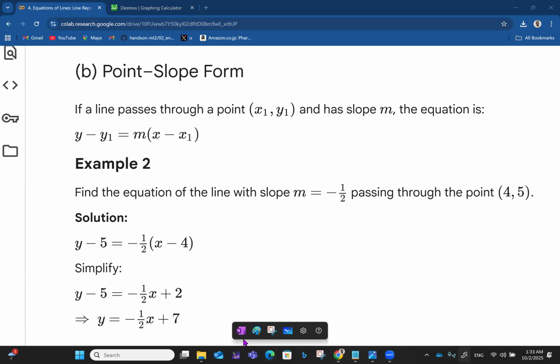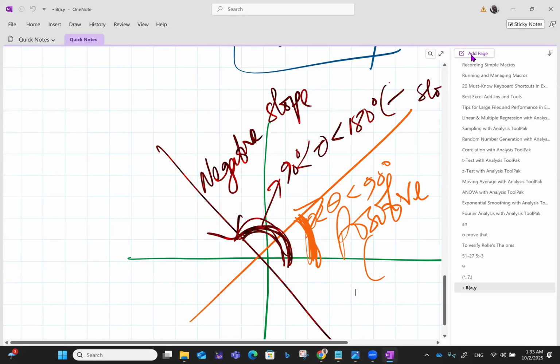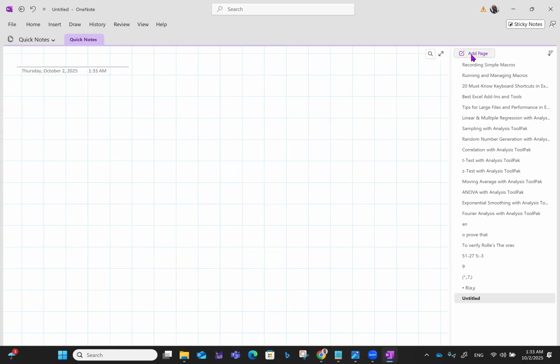So let's go for that. Okay, I open a new one. You have slope m. So we have m to be minus 1 over 2, and then we have a point through which the line passes. I think that's 4 comma 5, right? So that's 4 comma 5.